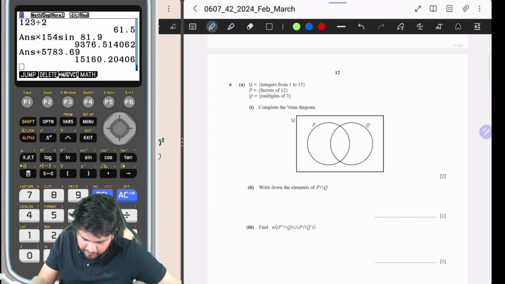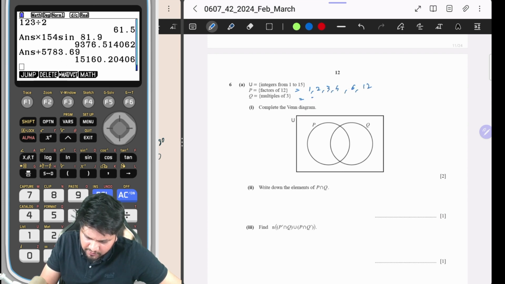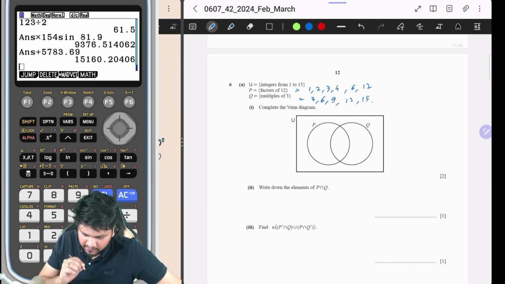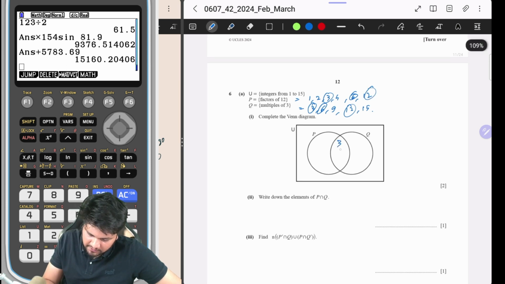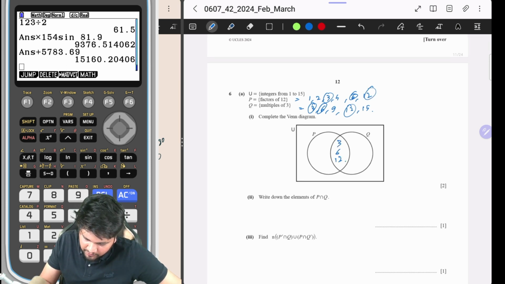First we'll do multiples of 3, and if you want you can just write it. Factors of 12 would be what? So it's going to be 1 2 3 4 6 and 12, and multiples of 3 would be 3 6 9 12 and 15 as well. Correct. So out of them, what are common? 3 6 and 12 are common, so we'll just write 3 6 and 12 here. Then 1 2 4 will be in P, and 9 and 15 will be in Q.